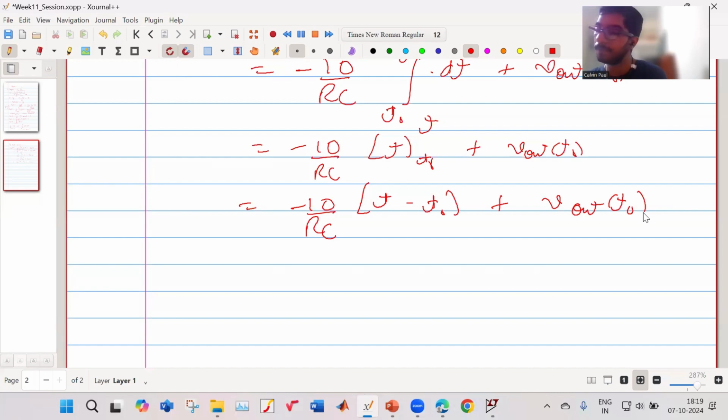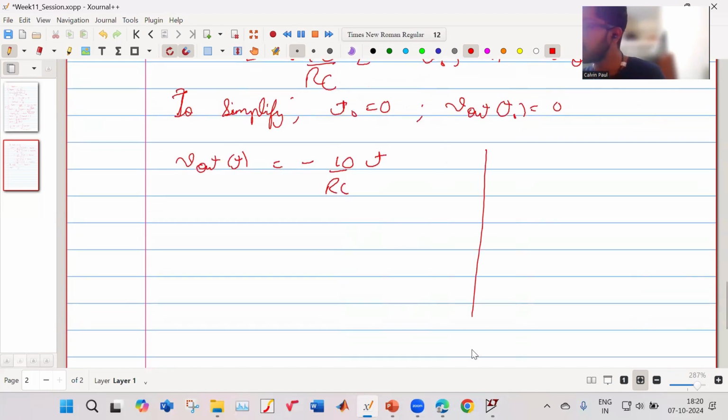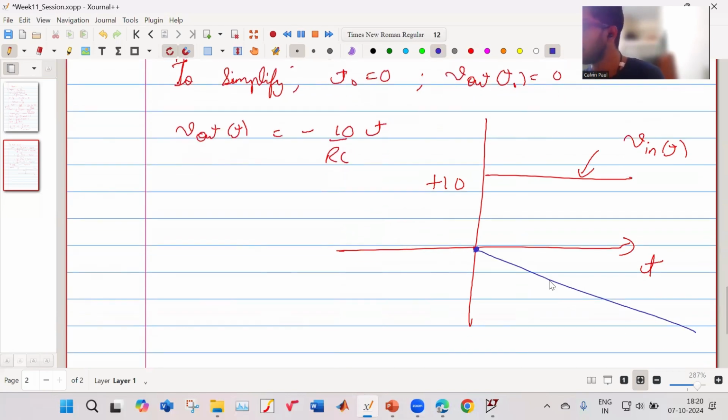Okay. So if you plot this, to make things easy and simplify, let us take T0 as 0, and V output of T0 also 0. So V output of T is actually minus 10 upon RC into T. This means this is your time, right? And this is your plus 10. So this is how your input is changing with time. How is your output changing? The output is starting from 0. Let me draw in a different color. The output is starting from 0, and it is moving like this. Okay? And what is the slope? Minus 10 upon RC.